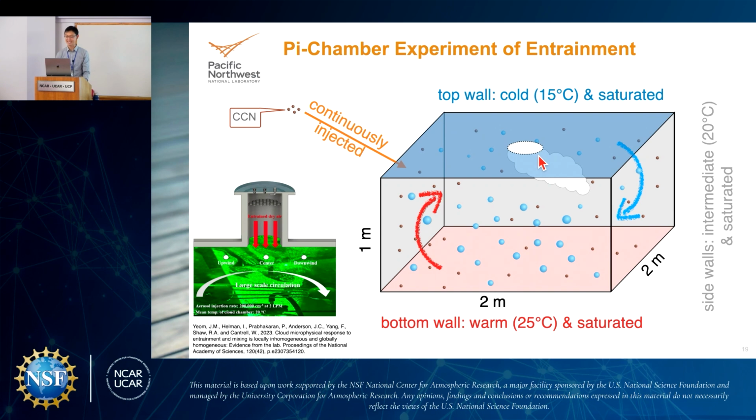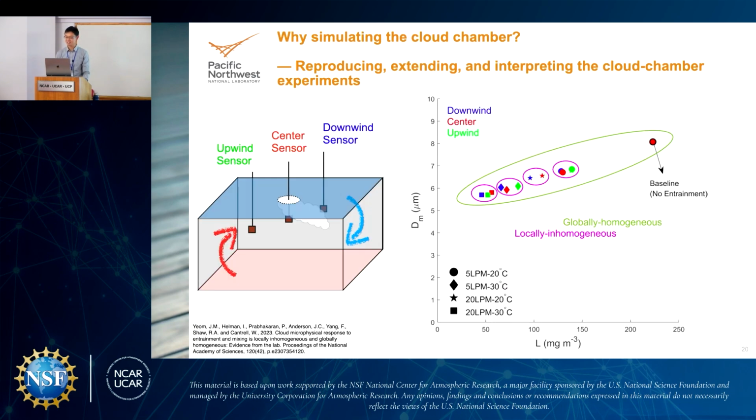Now they pump dry air through this hole, and they place the sensors to measure the droplet size distribution at the upwind, center, and downwind locations. Then they can compare the DSD and decide whether this mixing is inhomogeneous or homogeneous. And this is the result.